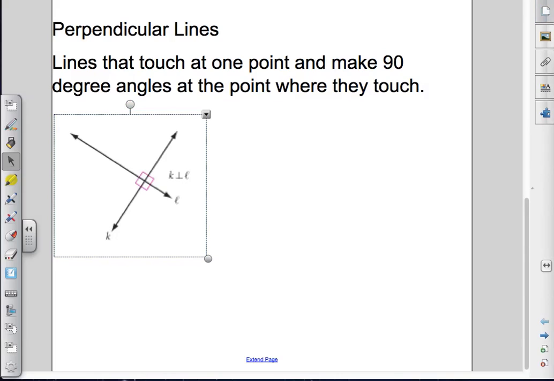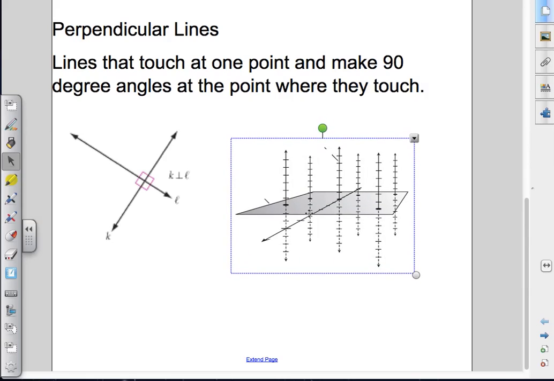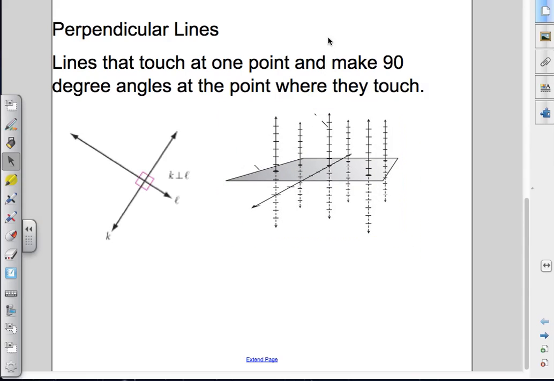Now, something interesting that you should know about perpendicular lines: if you look at these first perpendicular lines here, you could say that they're on the same plane. If the screen is the plane that goes on forever and ever, we can say that lines K and L are coplanar because they are on the same plane. But do perpendicular lines always have to be coplanar? And the answer to that, ladies and gentlemen, is no. If you look at this picture here, I have a line coming down here through the plane. I have another line going on the plane there. Let's name those lines now.